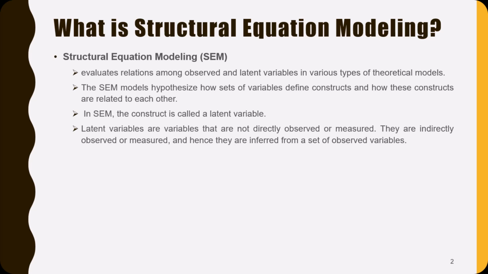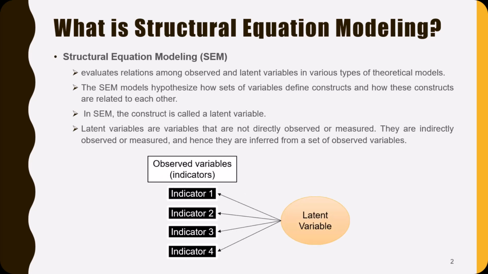In SEM we have constructs. The construct is called a latent variable. Latent variables are variables that are not directly measured or observed. In fact, latent variables are indirectly measured or observed, so they are inferred from a set of observed variables. As you see in this figure, we have a latent variable, and this variable is measured through 4 indicators. So these indicators are observed variables, and they enable us to measure the latent variable indirectly.